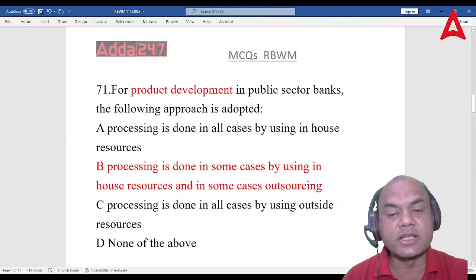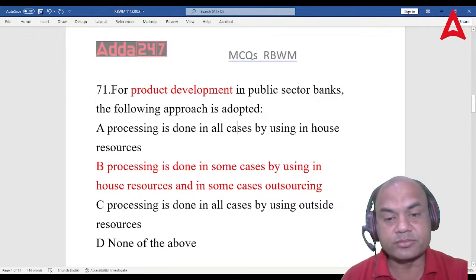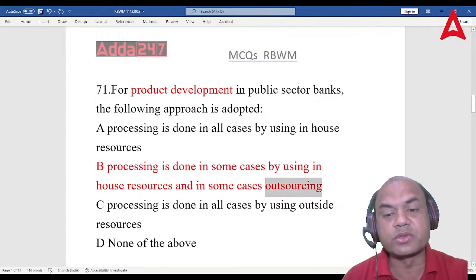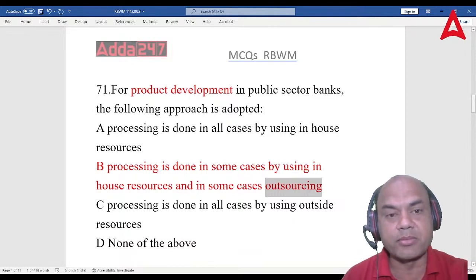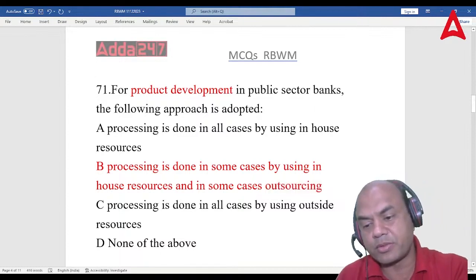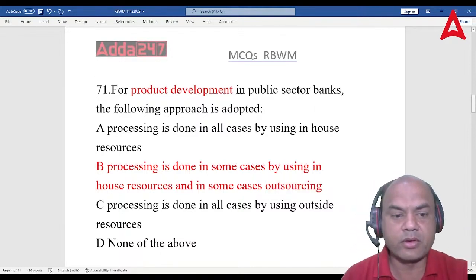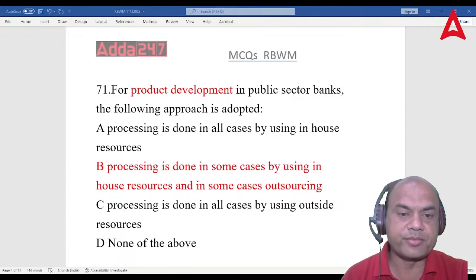The processing is done in some cases using in-house and in some cases using outsourcing. What is outsourcing? Outsourcing means we give the survey part or some other part to the common public, means some private agencies are given this job. Okay, got it? Move on.